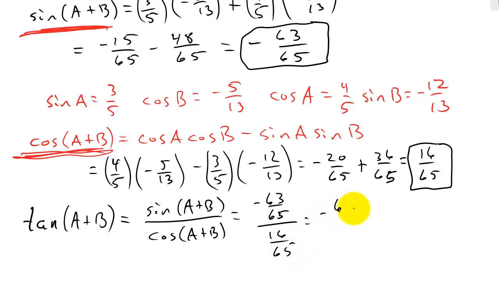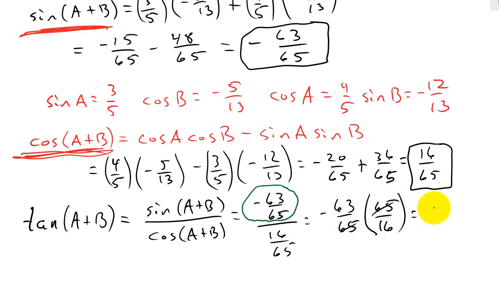And this is equal to negative 63 over 65 divided by 16 over 65. See, there's division. And how do we divide fractions? Well, it's the negative 63 over 65 times the reciprocal of this. So times 65 over 16. And so you can see the 65's cancel, and I'm left with negative 63 over 16. And there's my answer for tangent A plus B.